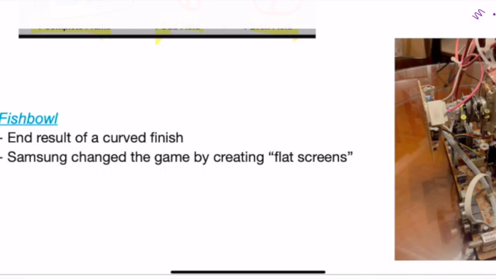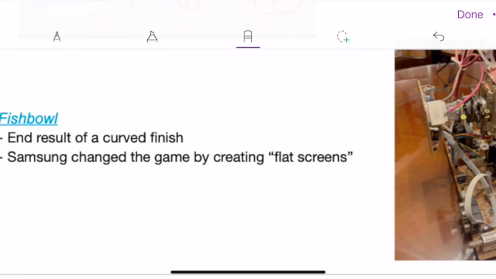Moving on to our final concept, the fishbowl screen. Have you ever walked and seen an old TV and see the bulge on the exterior of the screen? That is exactly what I'm talking about. The fishbowl is very common to see on old TVs as the electrons are reflected and reflection creates an end result of a curved finish.